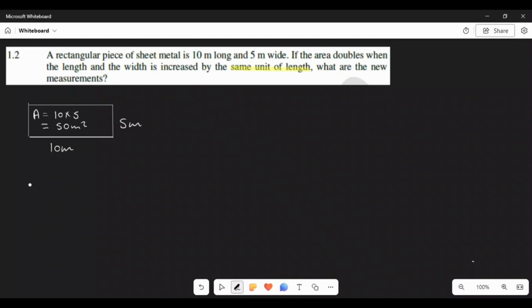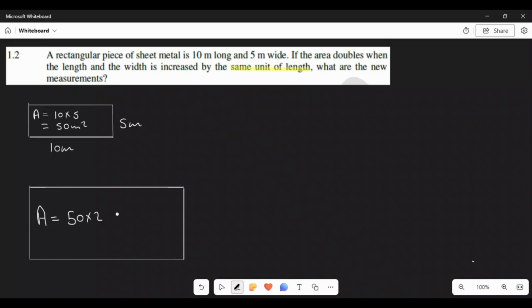They say the area doubles now. So the area, let's make it bigger this time. The area doubles, okay? Basically, this is what is happening. There we go. So if this one has an area of 50 meters squared, then this one is supposed to have an area of 100, because 50 multiplied by 2 gives us 100 meters squared, because the area doubles. That's what they said here.